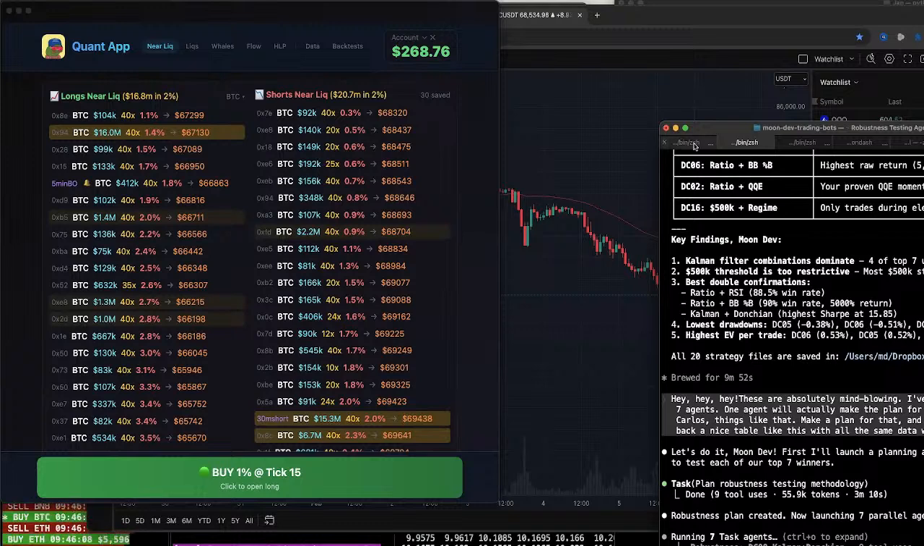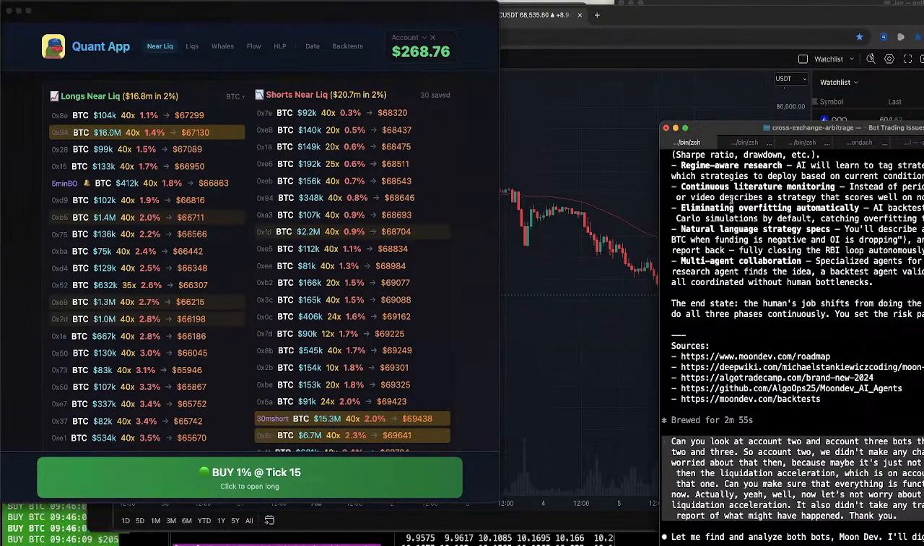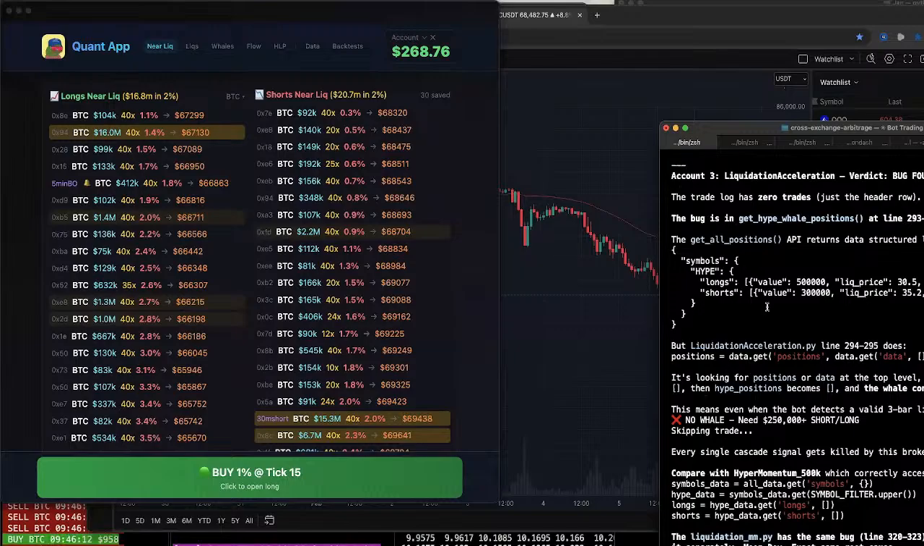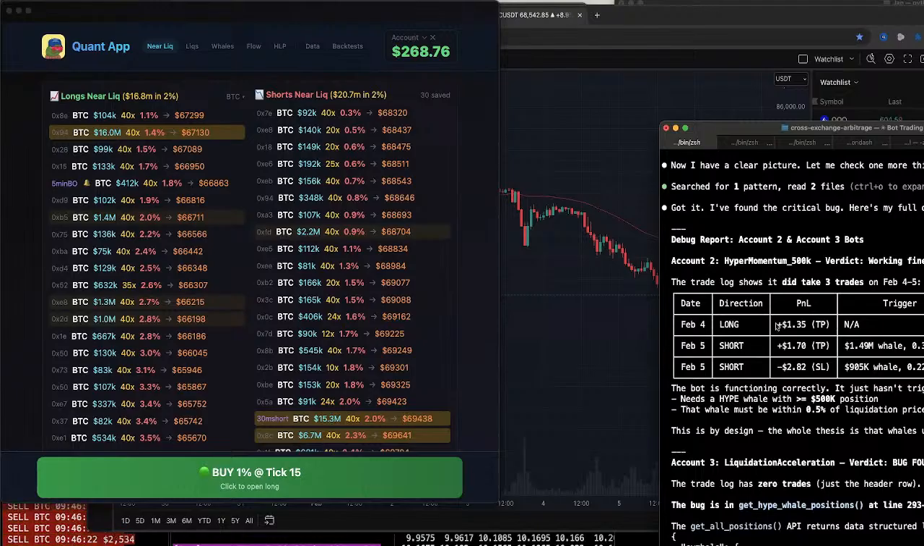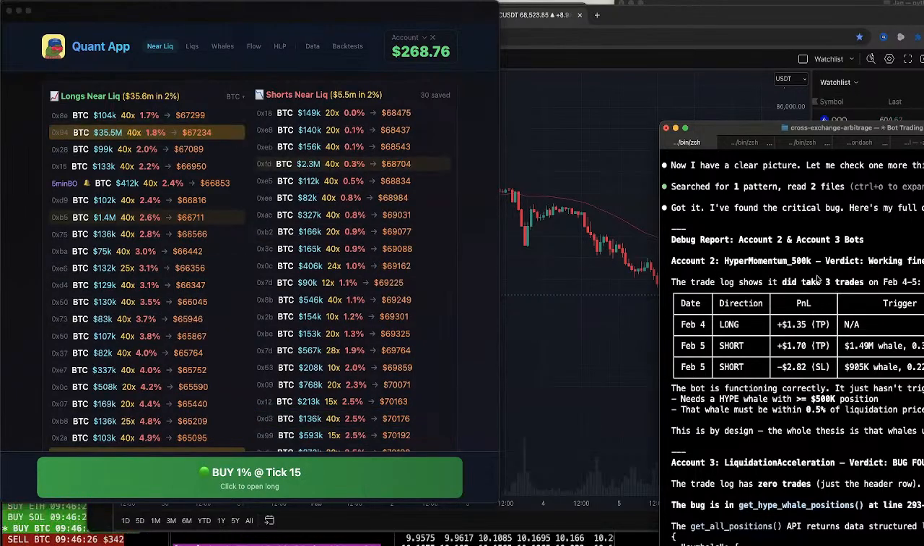So I've got one Claude Code looking at my two bots I launched yesterday. It found a critical bug that blocks all trades. I knew it, dude. Debug report, account 2 and 3 bots. Okay. Verdict: working fine on account 2. Let's go ahead and look at it real quick. Yes, okay, I agree with that.